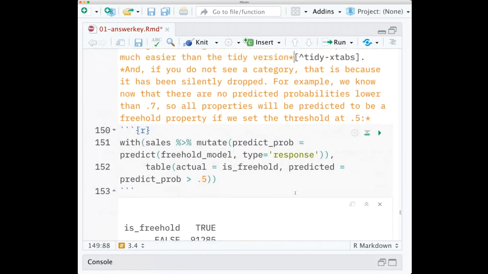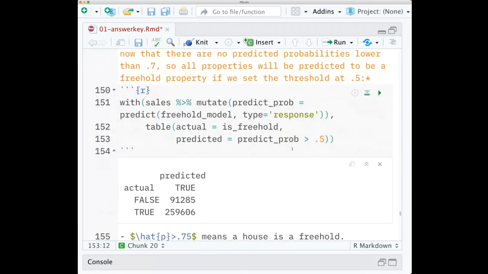So I'm doing this way using the with function, which allows me to use the column names directly. But you can do this however you want, and I'm not going to penalize you if you use xtabs or use a pivot. It's okay either way.